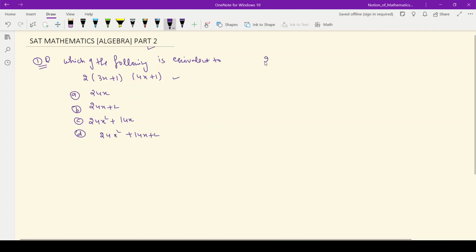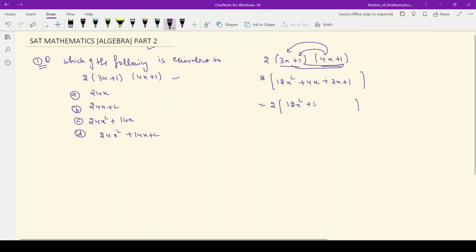So we are given 2(3x + 1)(4x + 1). How can I multiply these two terms? First I will multiply the first term with the first and then with the second. That will create 12x square plus 4x, and then I will multiply the 1 with 3x and then with 1. So that will create 3x plus 1. Ultimately it is 2 times (12x square plus 7x plus 1), or it is 24x square plus 14x plus 2. So option D is right.